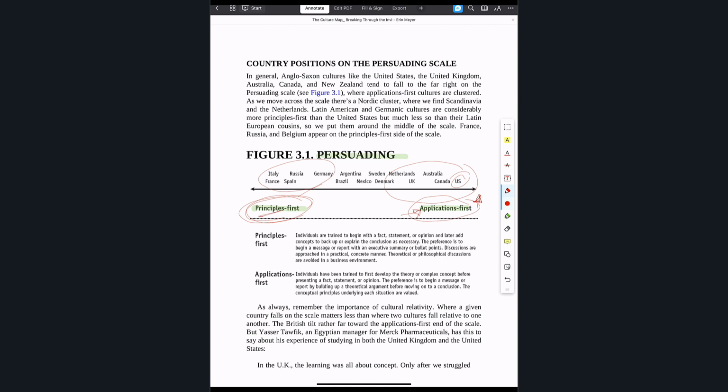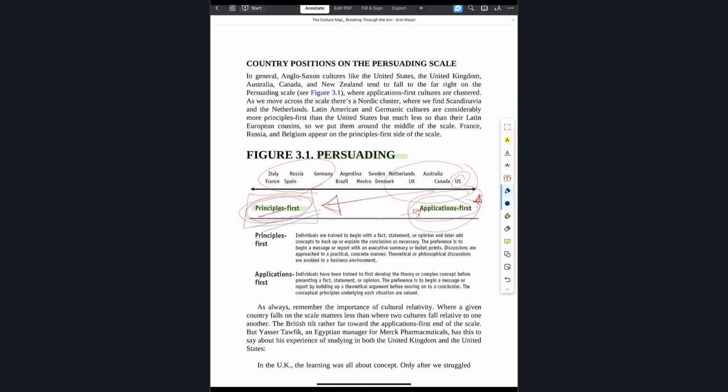Because if you are taking an approach to persuasion different from what is yours, you may not be as successful in your persuasion attempt. For example, if you are a person from a principle-first kind of culture, and somebody gives you a lecture that is more application-first oriented because that person comes from that culture, you will probably feel that this presentation was a lot of fluff.